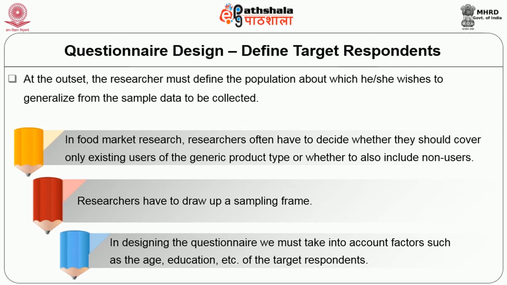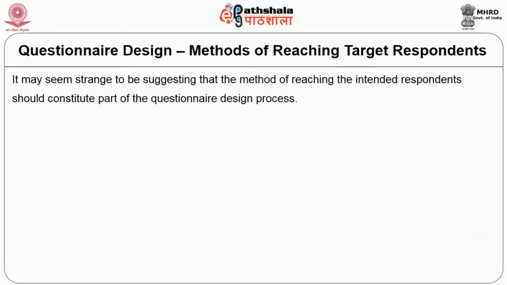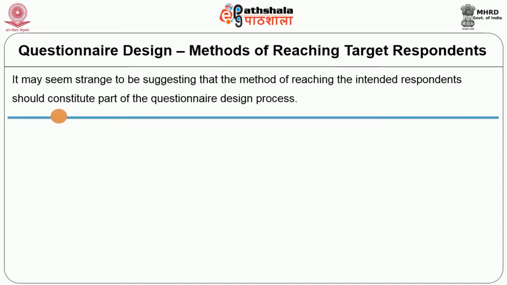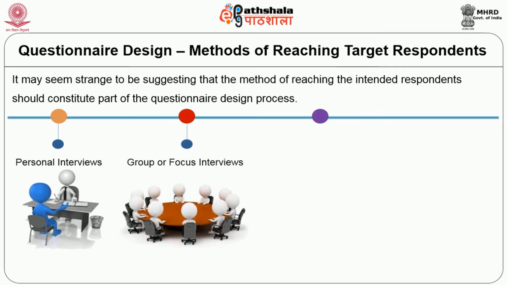of the target respondent. The third step is to choose the method of reaching the target respondents. It may seem strange to suggest that the method of reaching the intended respondents should constitute part of the questionnaire design process. However, a moment's reflection is sufficient to conclude that the method of contact will influence not only the questions the researcher is able to ask, but the phrasing of those questions. The main methods available in survey research are personal interviews, group or focus interviews, mailed questionnaires, and telephone interviews.